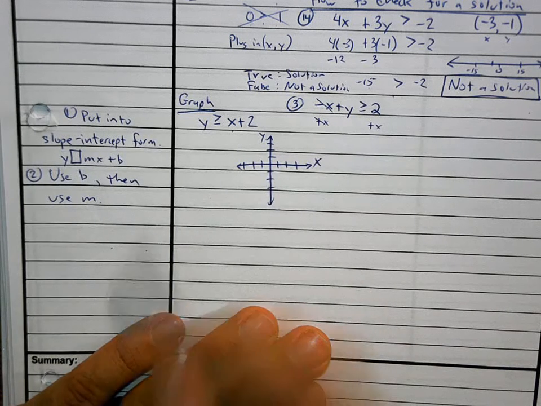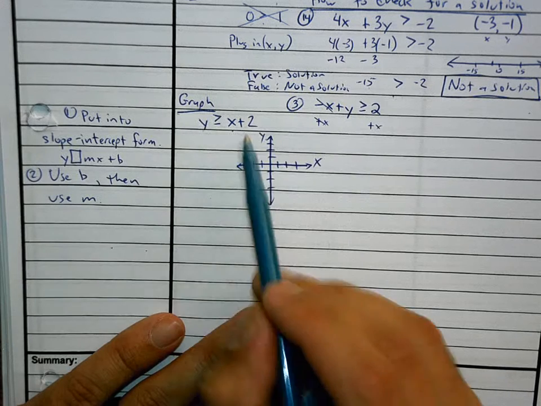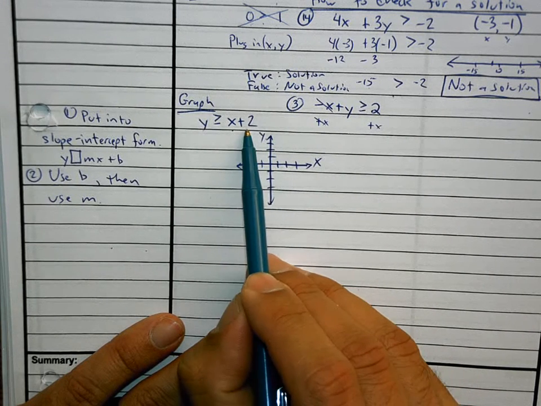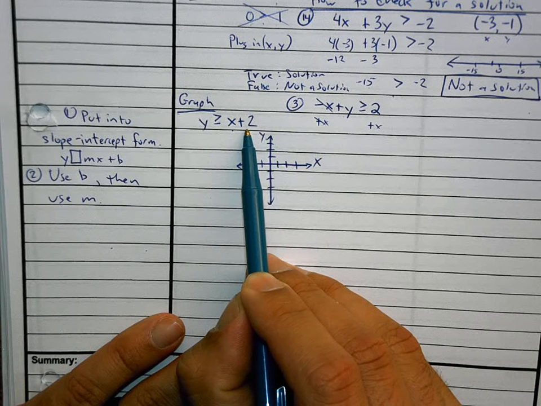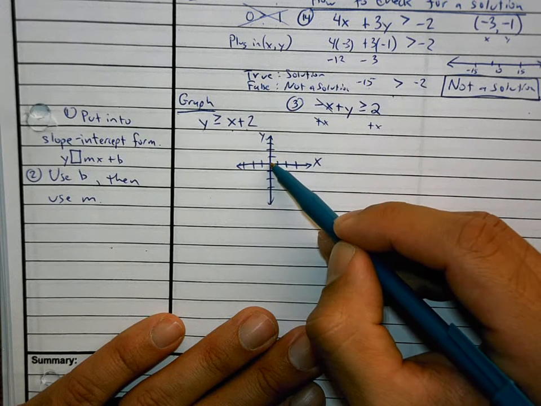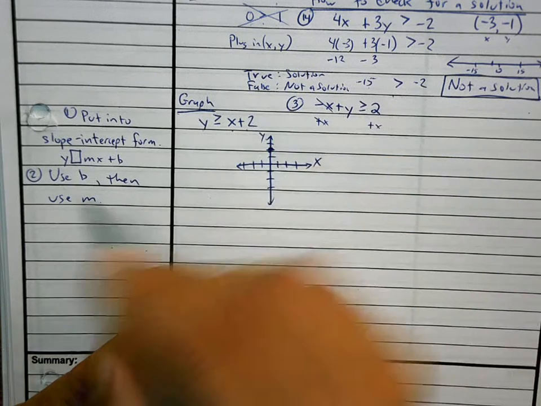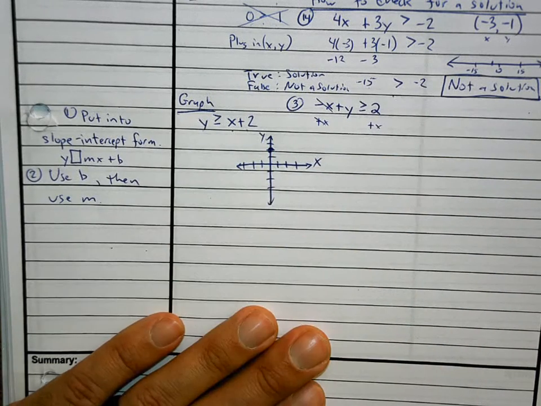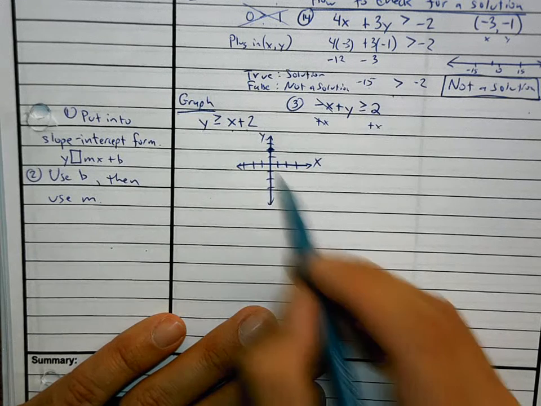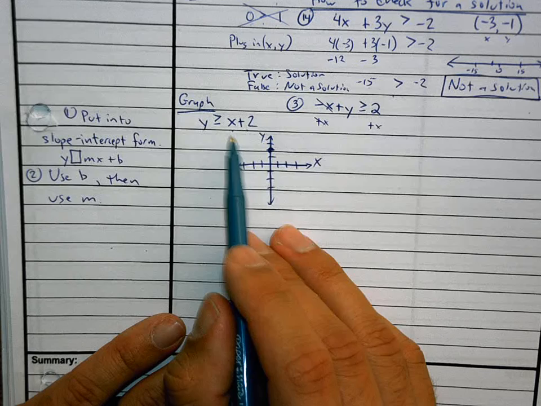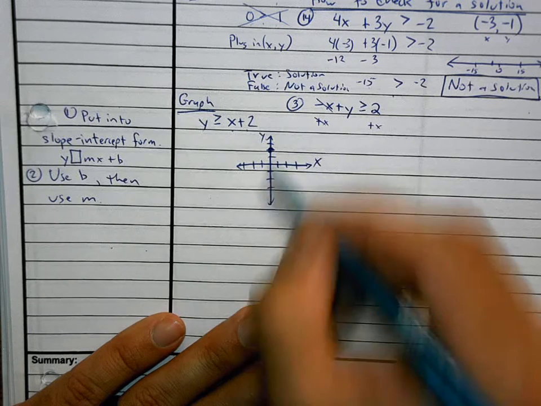So the very first thing I need to use is the b. Do you know what the b of this equation is? 2. That means this is where it crosses the y-intercept. From here I go up 2 spaces and I put a dot. I use the b, make my first dot. From this dot, I then use the m. Do you know what the m is in this problem? 1. I'm going to put the invisible 1.